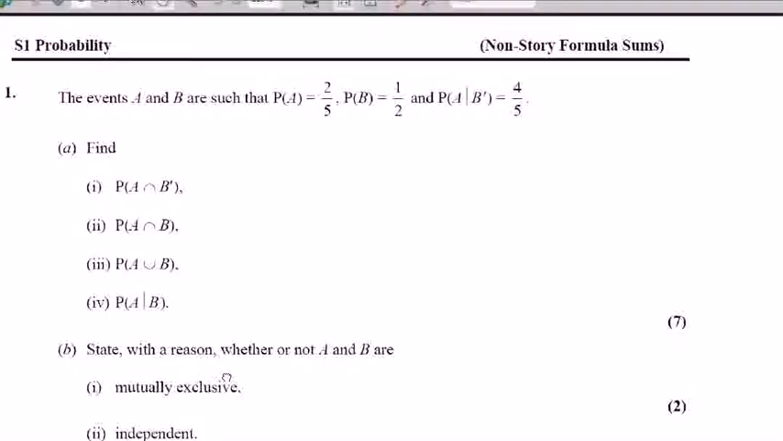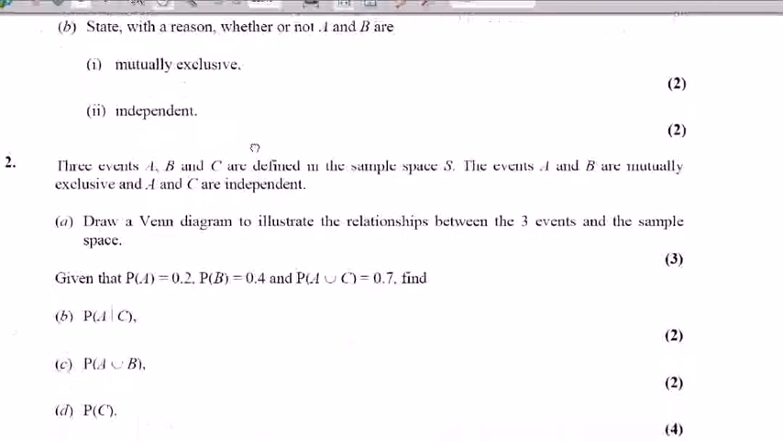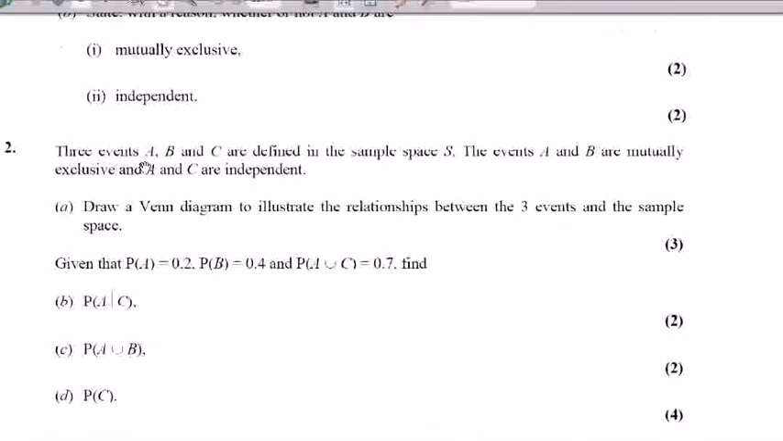The next question, question number 2, there are 3 events A, B and C, and we have the sample space S, just a fancy way of mentioning sample space, it's just the universal set. It is given that A and B are mutually exclusive and A and C are independent. Draw a Venn diagram to illustrate the relationship between the 3 events.